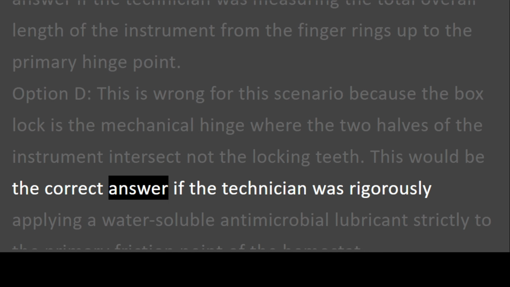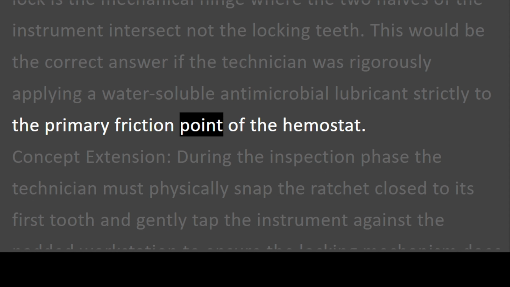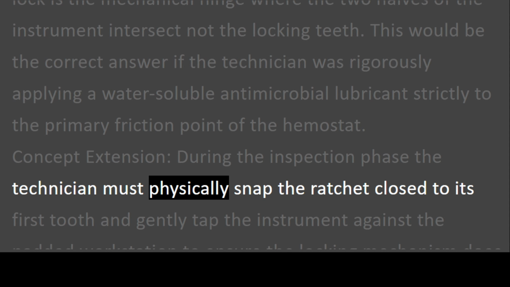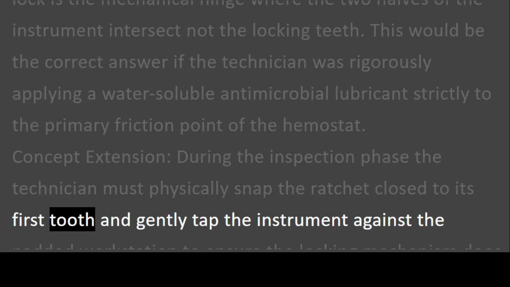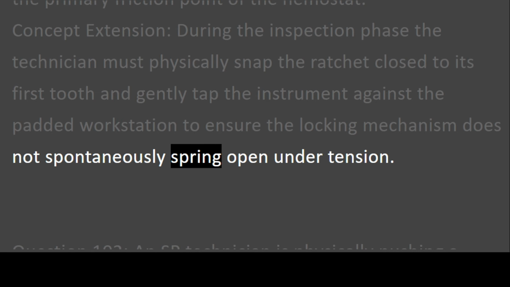This would be the correct answer if the technician was rigorously applying a water-soluble antimicrobial lubricant strictly to the primary friction point of the hemostat. Concept extension. During the inspection phase, the technician must physically snap the ratchet closed to its first tooth and gently tap the instrument against the padded workstation to ensure the locking mechanism does not spontaneously spring open under tension.